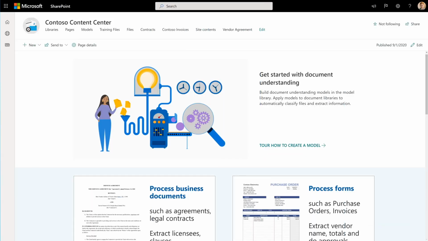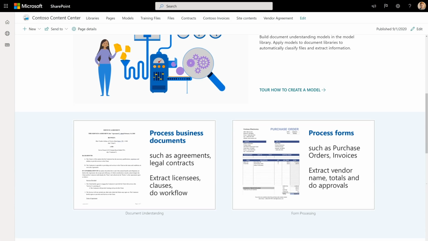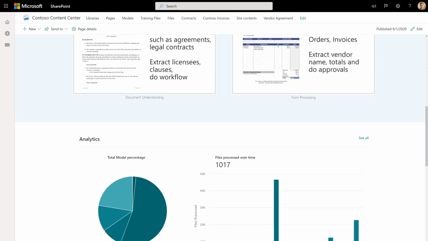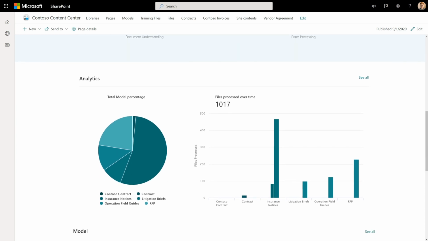In the Microsoft SharePoint Syntex Content Center, you can view analytics on all the document understanding models that are published from it. This data can help you view model usage numbers and also give you an idea of how successful your models are in processing files.